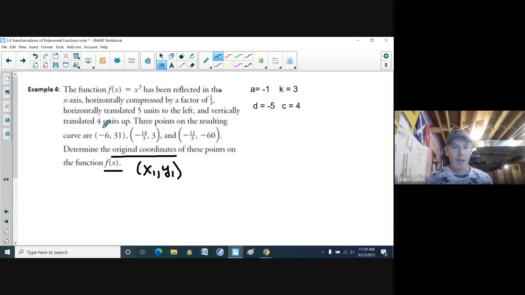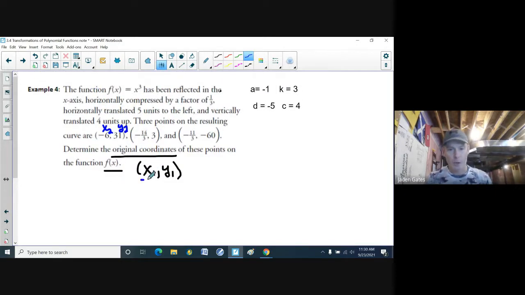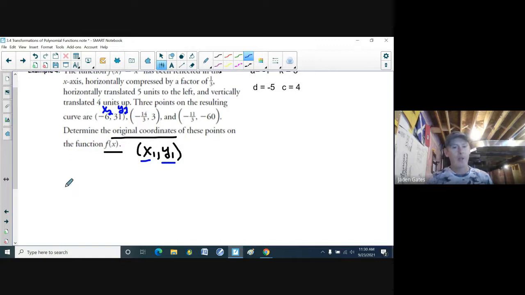Here I'm going to do my first point. This is the only one I'm going to do here because you can check the other ones out in our notes. There's my x2, and there's my y2. If I want to determine the original coordinates, the x1 and the y1, I go back to my equations. x2 is equal to x1 over k plus d. The other transformation formula, y2, is equal to a times y1 plus c.